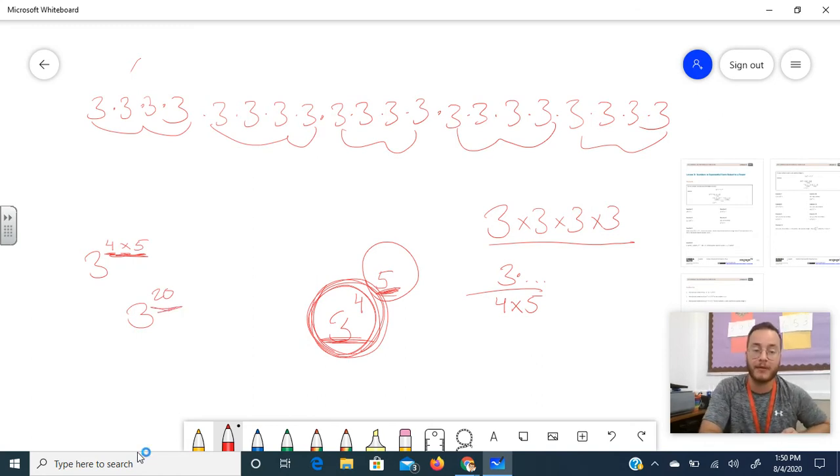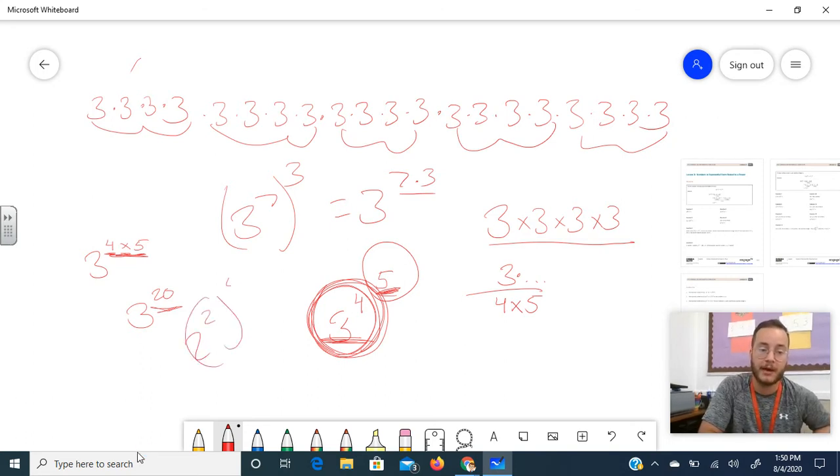So if you have 3 to the 7th power to the 3rd, all you have is 3 to the 7 times 3. If you have 2 to the 2nd power to the 4th power, then you have 2 to the 2nd power times 4. Now let's begin working on our exercises.